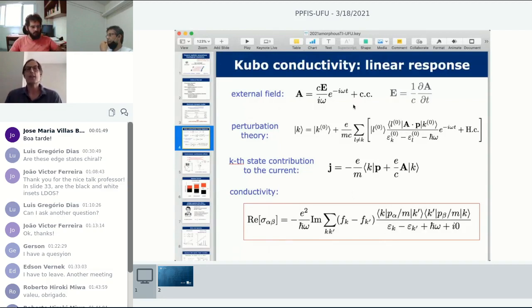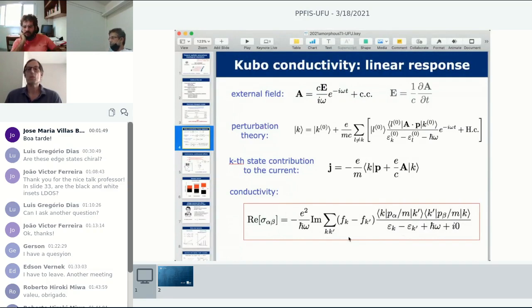The idea is that you put in an external field. Let's make it time-dependent. Then you define the electric field. With perturbation theory, you know how to work up to first and second order. This is first order. And then if you want to know the contribution of the kth state to the current, you just take the sandwich and, factoring out the electric field, you get the conductivity tensor written in these terms.